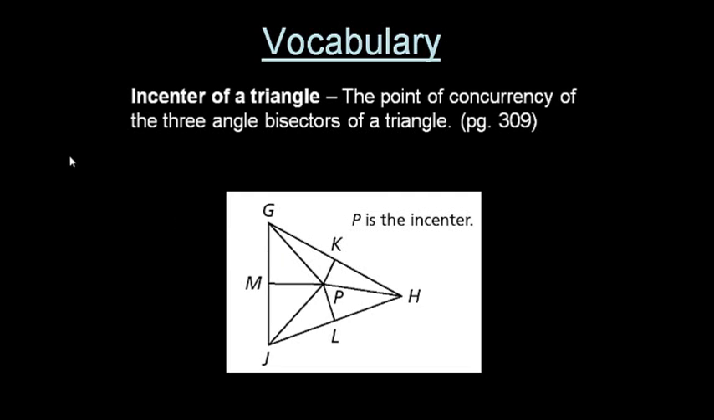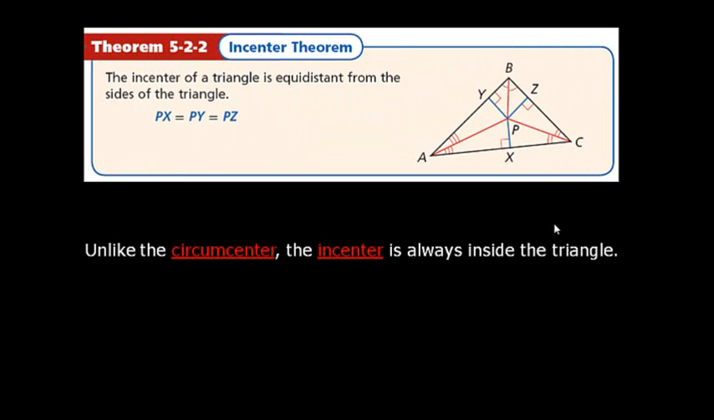Okay, so now that we learned about the circumcenter, we're going to learn about another point of concurrency. This is called the incenter of a triangle. This is the point of concurrency of the 3 angle bisectors of a triangle. So the way this is created is when you bisect each of the angles of the triangle. Take a look at the theorem that relates to that. That is your incenter theorem. It says the incenter of a triangle is equidistant from the sides of the triangle.